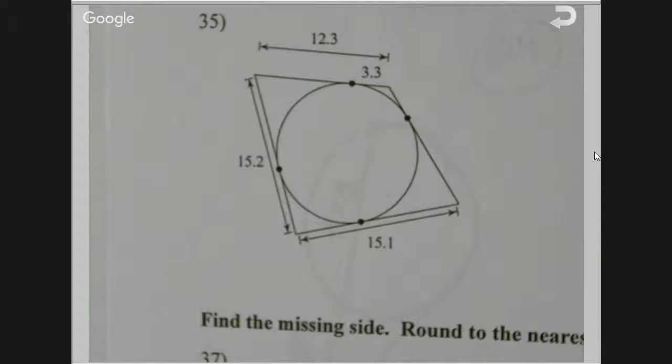This is a circle inscribed into a quadrilateral. And it's made up of a bunch of tiny little tangent lines.